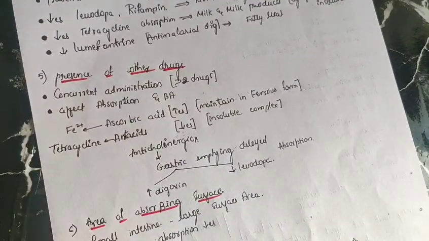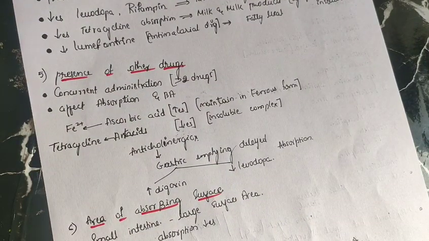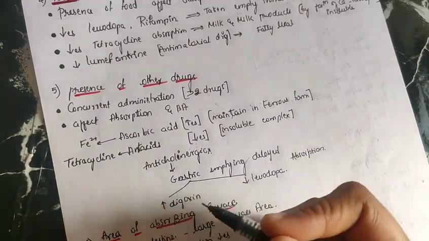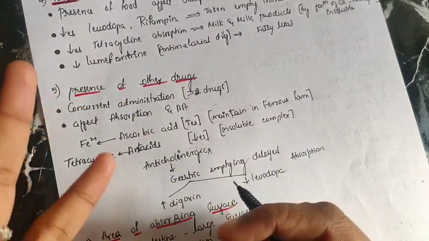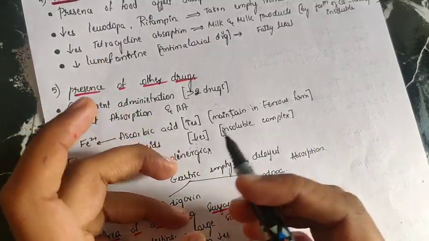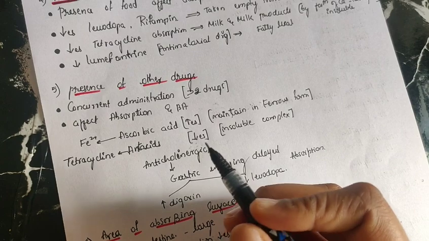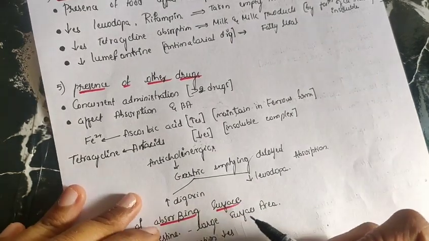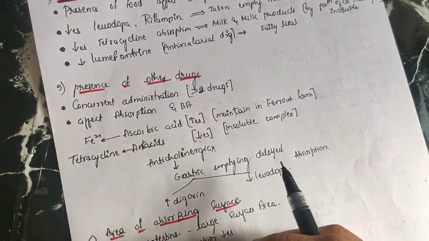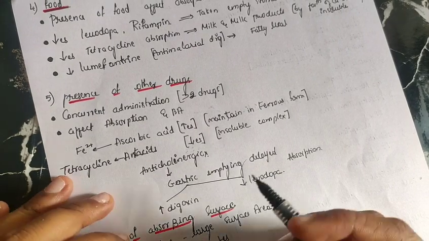And presence of other drugs. When two or more drugs are taken, for example if patients have hypertension along with diabetes, they have to take two or more tablets. So during the administration of two or more drugs, drug interaction will be there. One drug affects the absorption and bioavailability of the other drug.